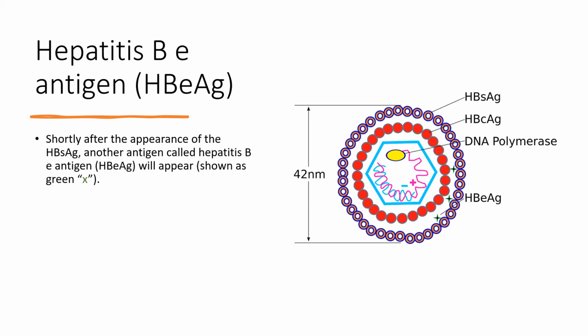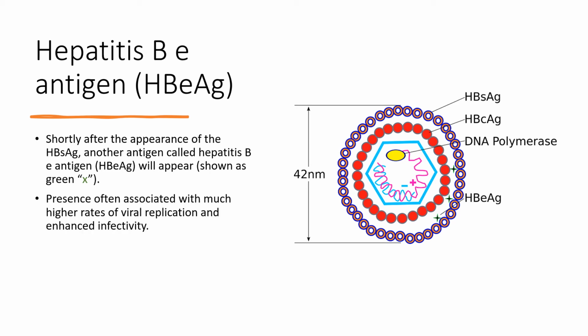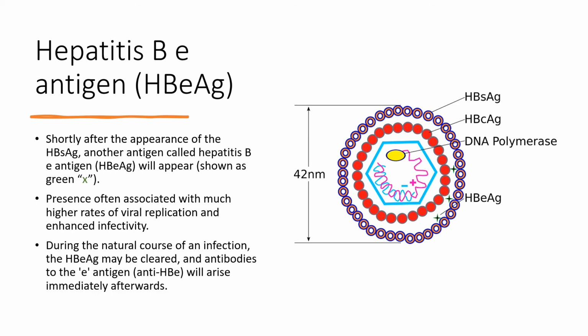Okay, shortly after the appearance of the hepatitis B surface antigen, another antigen called the hepatitis B E antigen will appear, and that's demonstrated by these green X's. Basically, its presence is often associated with much higher rates of viral replication and enhanced infectivity. That's not true for all variants of hepatitis B, but for many of them. And during the natural course of infection, the hepatitis B E antigen may be cleared, and then the patient will develop antibodies against the E antigen.